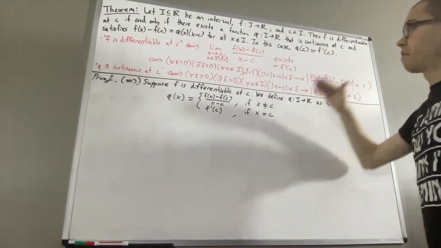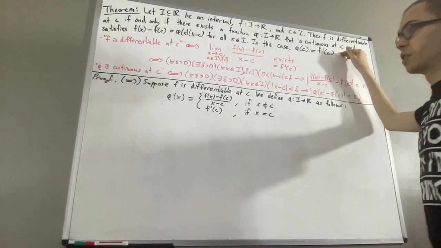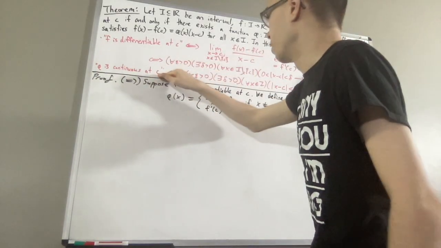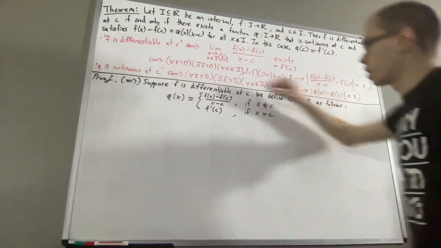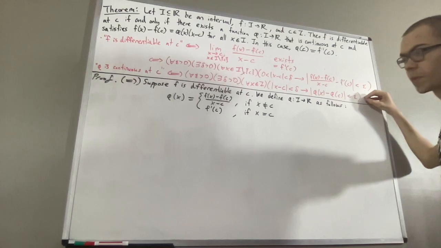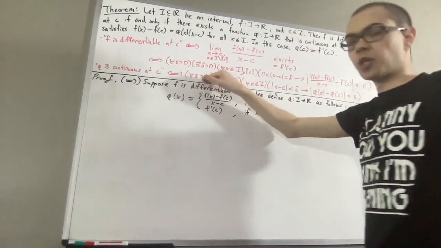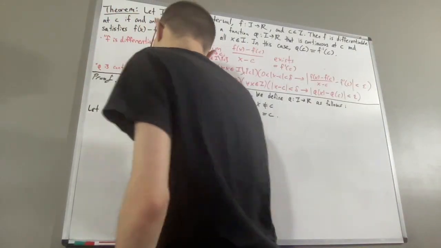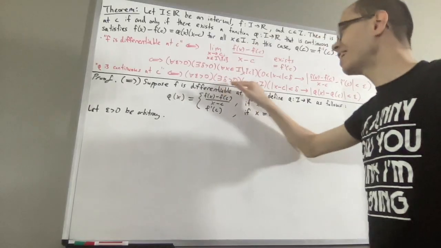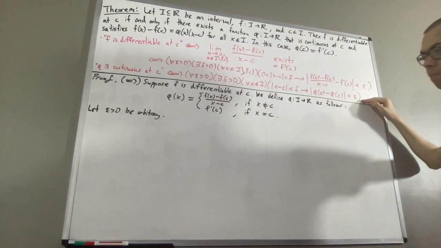So let's first show that phi is continuous at c. By definition, to say that phi is continuous at c means that this statement is true. So we want to prove that this statement is true. And since we're trying to prove a statement about every epsilon greater than 0, let's give ourselves an arbitrary epsilon greater than 0. From here, we want to find a delta greater than 0 such that this is true.